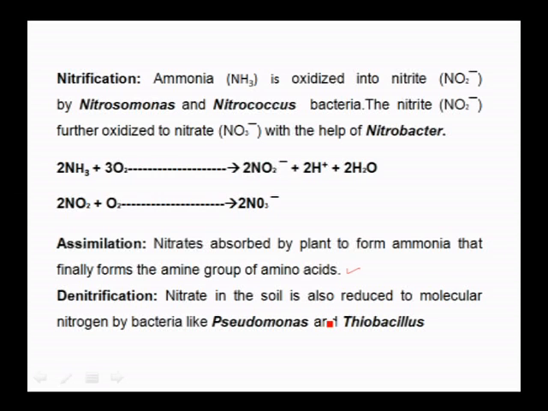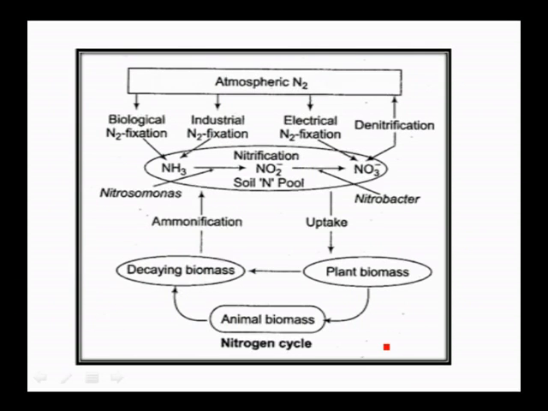Denitrification is the last step, in which the nitrates present in the soil are reduced to molecular nitrogen by bacteria like Pseudomonas and Thiobacillus. These bacteria help in the release of nitrogen from the dead organic matter into the atmosphere. This chart shows the complete nitrogen cycle with all the major headings.